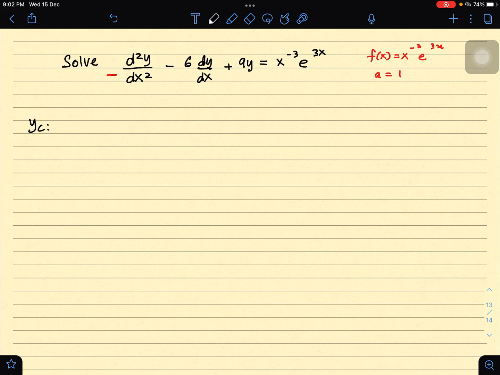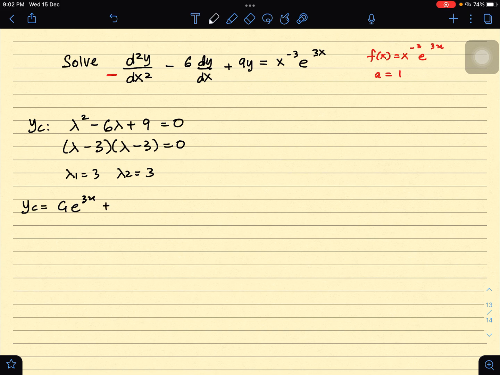So you transform your homogeneous part to be the characteristic equation or auxiliary equation, which is lambda square minus 6 lambda plus 9 equal to 0. You can factorize by using calculator or manually. So what you will have here is lambda minus 3, lambda minus 3 equal to 0. So your lambda 1 equal to 3, your lambda 2 is 3 as well. So now you have two equal roots. Therefore, your yc will be c1 exponent 3x plus c2x exponent 3x.